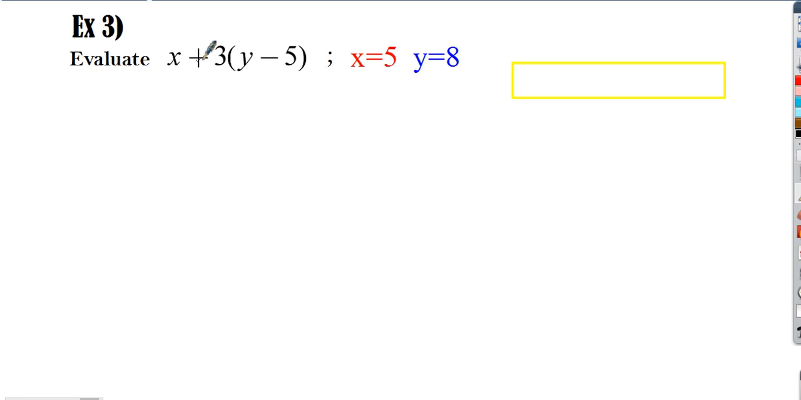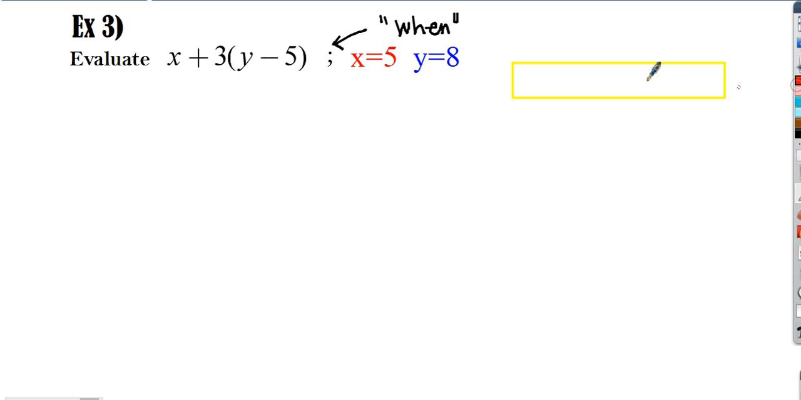Alright, example 3. Evaluate x plus 3 times parentheses y minus 5 when x is equal to 5 and y is equal to 8. I forgot to mention that this semicolon here, if I do an English translation, would mean when. So evaluate this expression when x is equal to 5 and y is equal to 8. That's what this means. So let's do that.